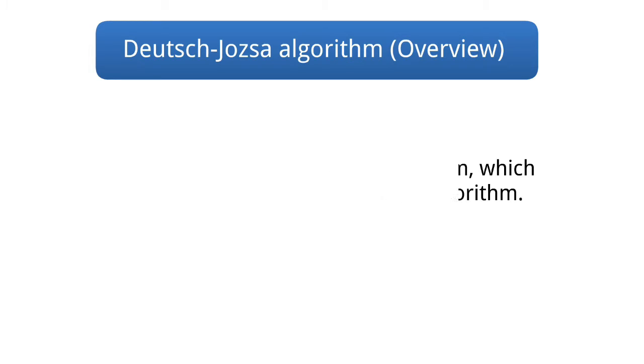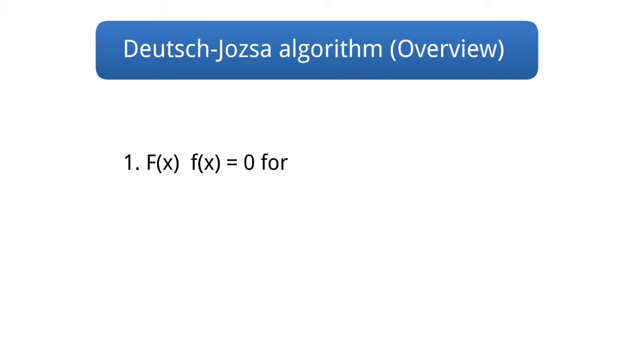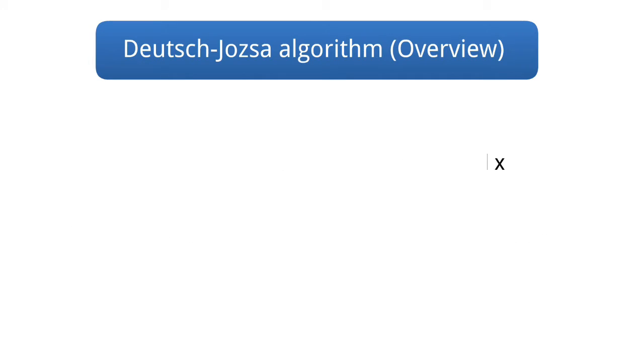The Deutsch-Jozsa algorithm assumes that this f takes inputs of 2 to the power of n, from 0,0 to 1,1, and one of the following conditions is true. First, f of x is the same for all inputs. f of x equals 0 for all x, or f of x equals 1 for all x. Second, f of x is different in half of the inputs. For 2 to the power n minus 1 of the x, f of x equals 0, and for the remaining x, f of x equals 1. This algorithm determines whether the oracle is 1 or 2 above.